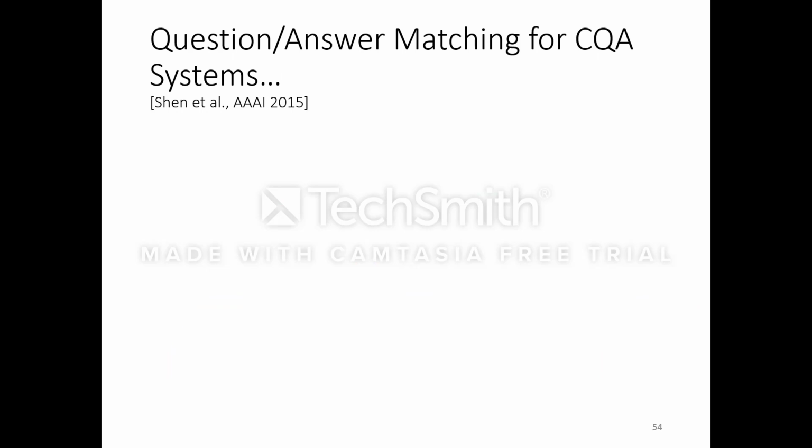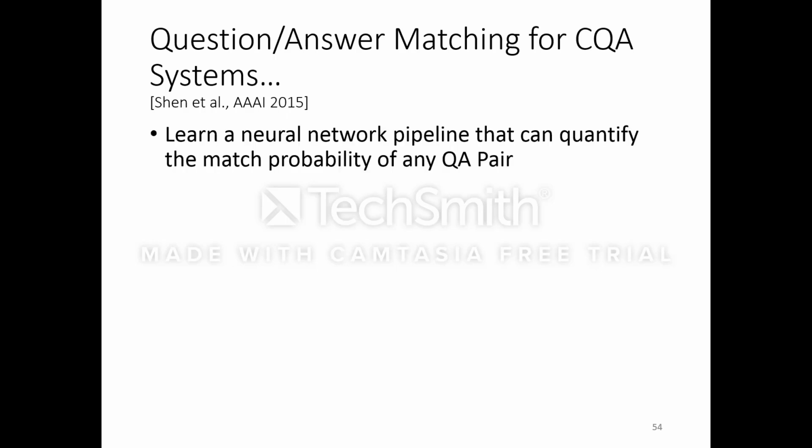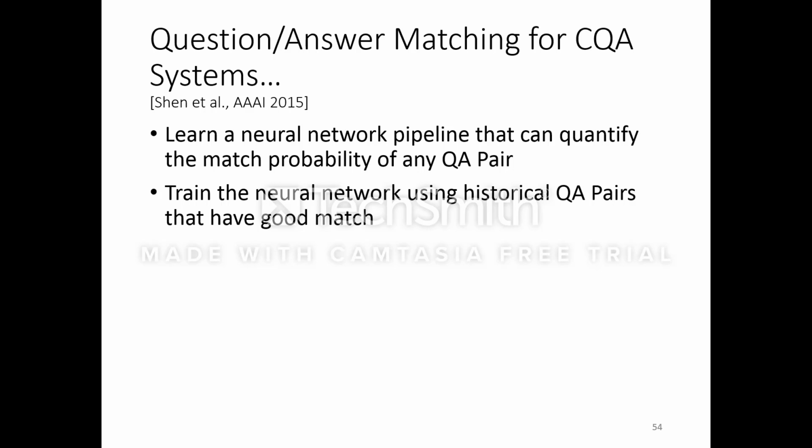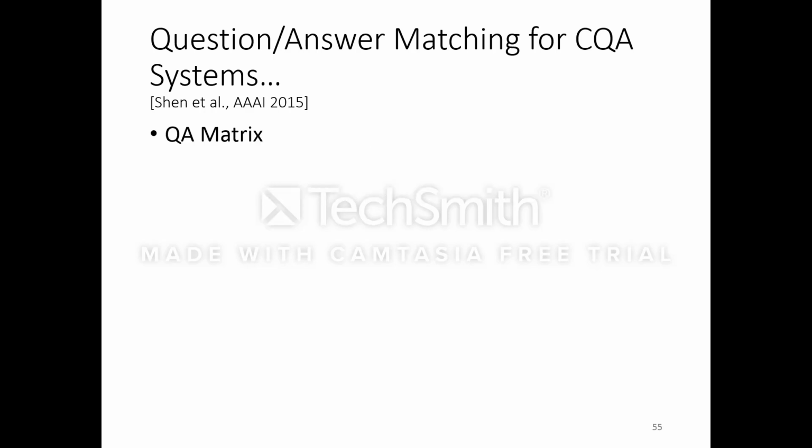Okay, so moving on to the next paper, which is question answer matching for CQA systems. So this is from IIII 2015. And this uses a very different approach. They learn a neural network pipeline that can quantify the match probability of any QA pair. What they do is they train the neural network using historical QA pairs that have a good match. And now you have a new question, you try and see which are the answers to which it can match well, right? So let's look at the details of it.